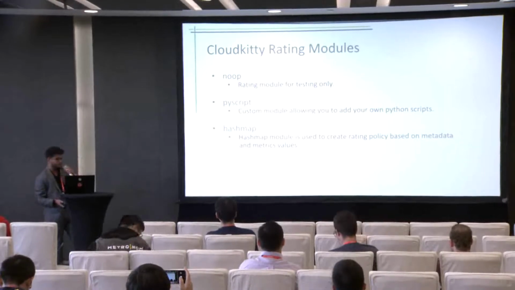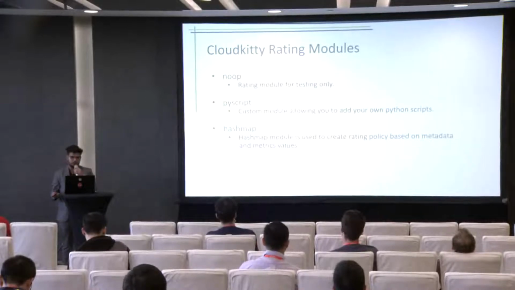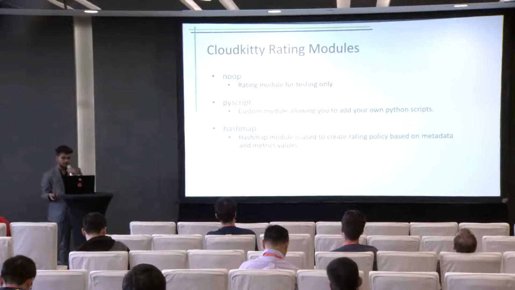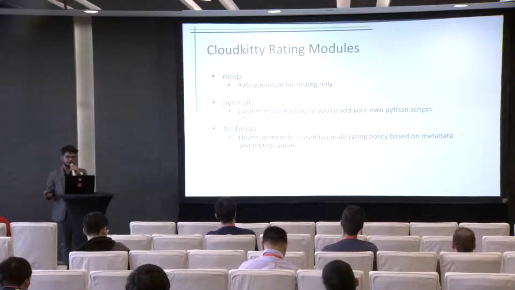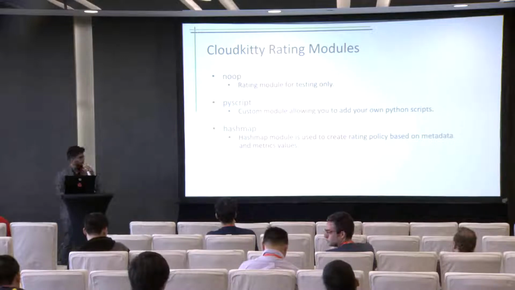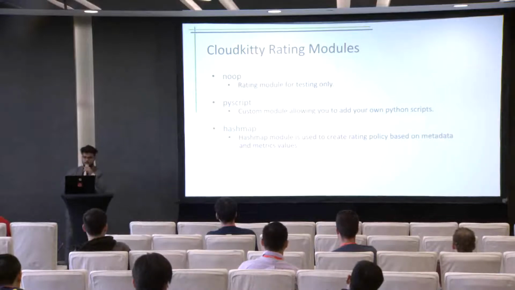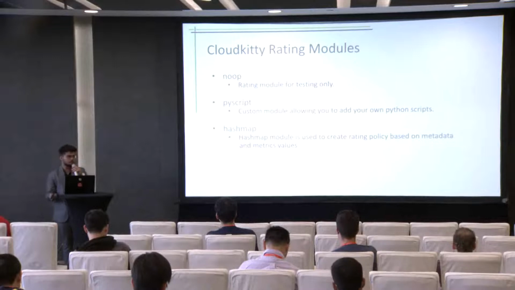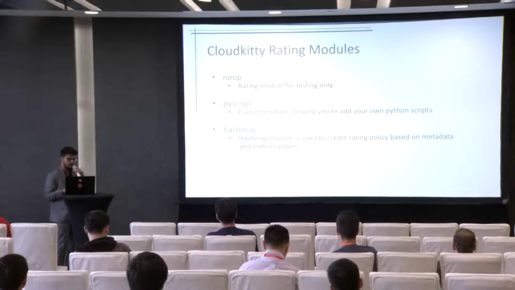The next one is PyScript. Using PyScript, you can create your own rating module. PyScript is basically a Python script where you can process the given data and define different rates for your different services. We will talk about PyScript in more detail in a further slide. I will also show you a sample PyScript. And the next one is HashMap. HashMap is the core rating module of CloudKitty. It is composed of different services and groups. And we will also show you a demo of how you can define the rating policy for different services using HashMap.